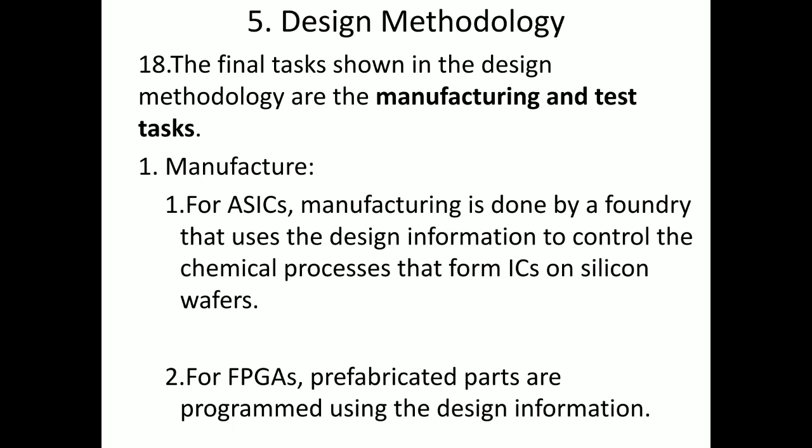How will those chemical processes be done in a controlled way? With the help of the file generated after the physical verification stage. With the help of that file, the IC manufacturing will be done efficiently, in a controlled way. For FPGAs, prefabricated parts are programmed using the design information. Now you are all well aware of IC manufacture. It will be manufactured on the silicon wafer by chemical processes, right?